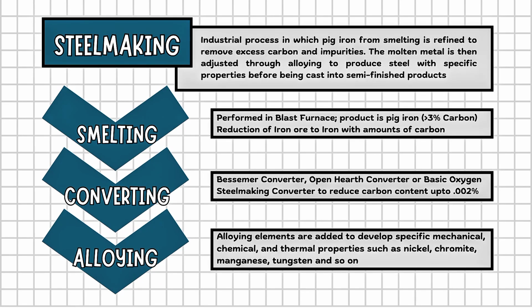So now let's talk about steel making. Steel making is an industrial process in which pig iron from smelting is refined to remove excess carbon and impurities. The molten metal is then adjusted through alloying to produce steel with specific properties before being cast into semi-finished products. So below are the processes of steel making. First is smelting, then converting, then alloying.